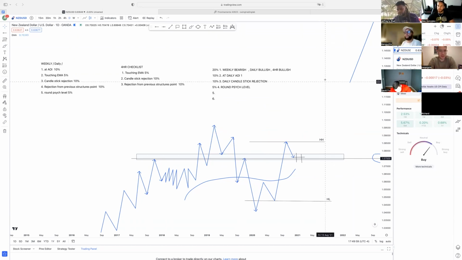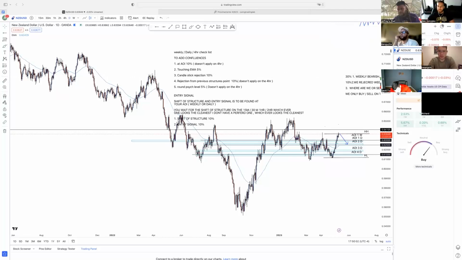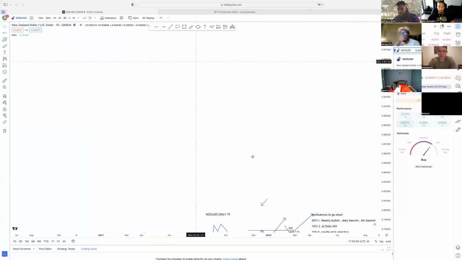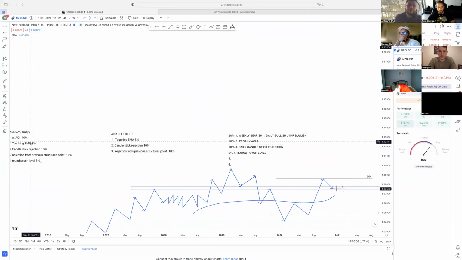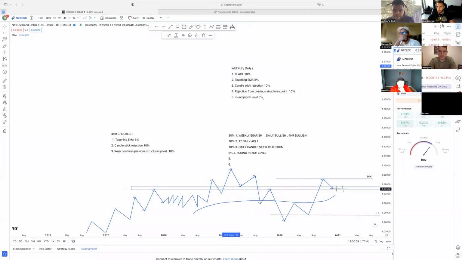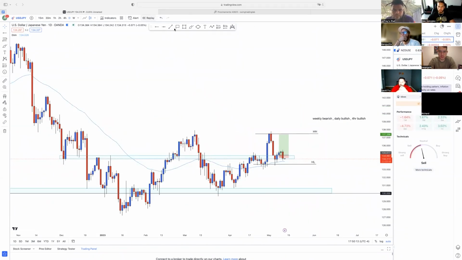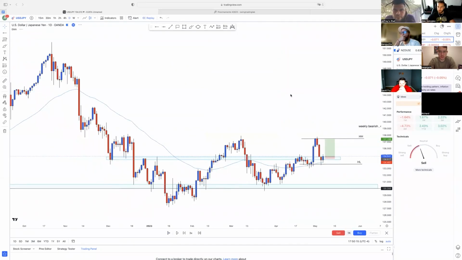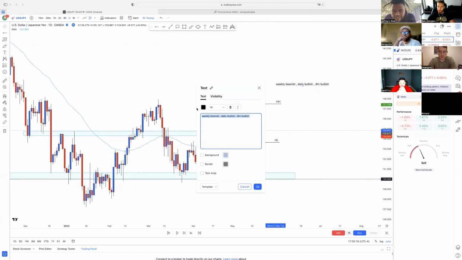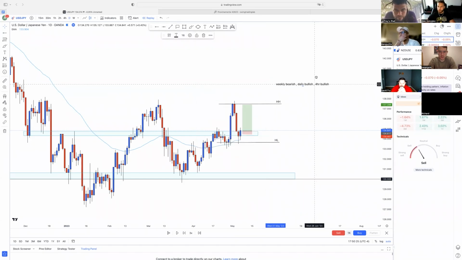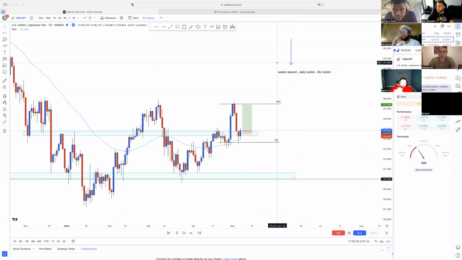Super clean, perfect. All right, so let's do this. We're going to take this same method right here, because this is our checklist. So we're going to come here to USD JPY. Let's just pretend we didn't get stopped out. We're understanding that the weekly is bearish, daily is bullish, and 4 hour is bullish. So are we looking for an area of interest on the weekly to buy? Type 1 if yes, type 2 if no.